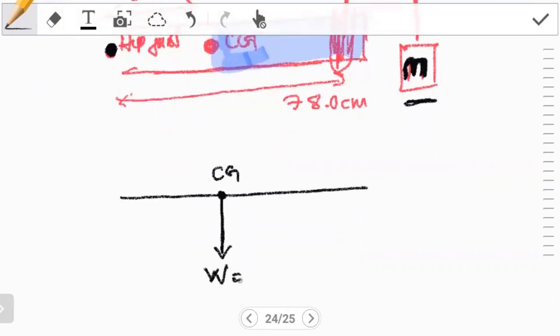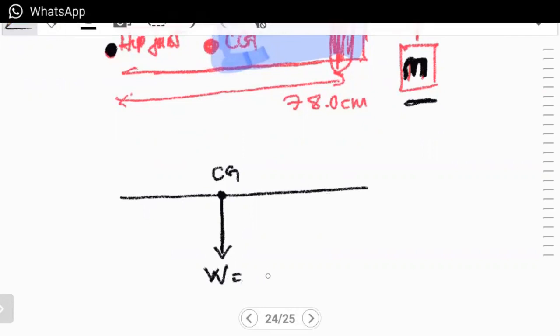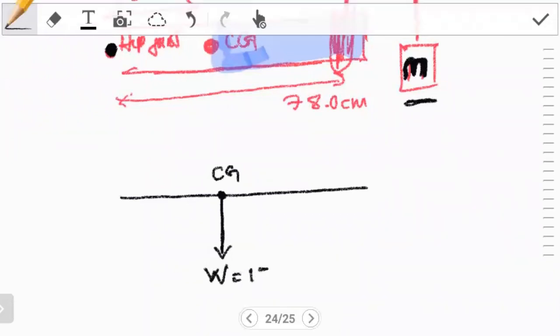If we're going to calculate the weight of the leg and cast, the mass of the leg and cast is given as 15 kg. So it's going to be 15 multiplied by 9.8. So this is what gives us the weight of the leg and cast.